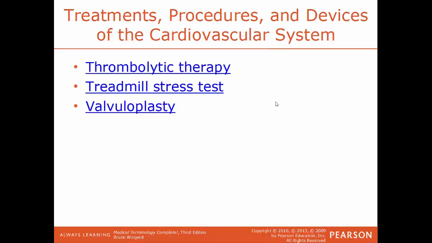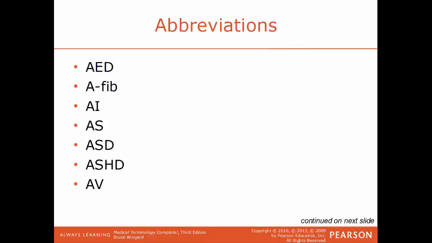Treadmill stress test. I mentioned this earlier with the stress EKG. This is putting a person on a treadmill and hooking them up to an EKG to monitor how their heart functions under stress. And then every 2 minutes or so, the treadmill is increased with speed and increased in incline. So the longer you go, the faster it gets, and then the more incline it gets. And our last term here, valvuloplasty, is the surgical repair of a valve. Now, this can be done by either making small incisions into a valve or inserting of a balloon into the valve.